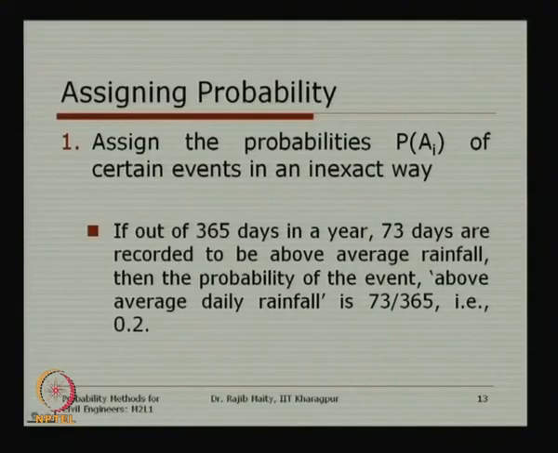One example is that if out of 365 days in a year, 73 days are recorded to have above average rainfall, then we say the probability of the event of above average daily rainfall is 73 by 365. Here 73 is the number of successes, and the total number of trials, the total number of days, is 365. So this is an inexact way of assigning probability to a particular event A.